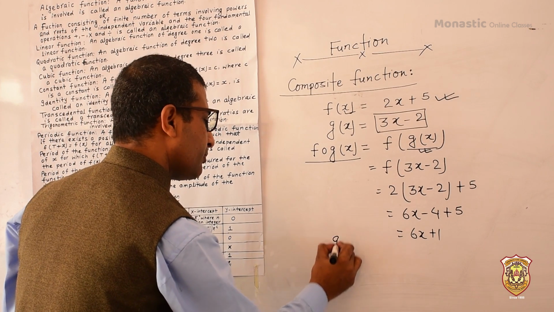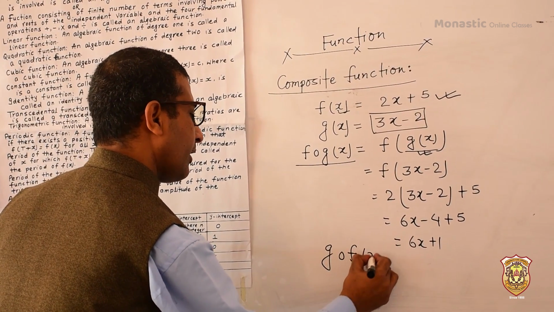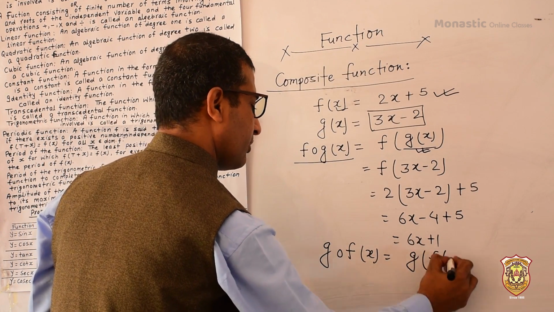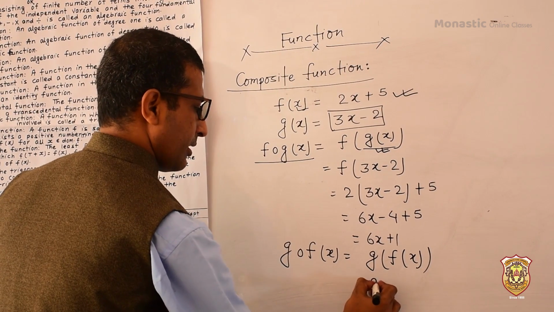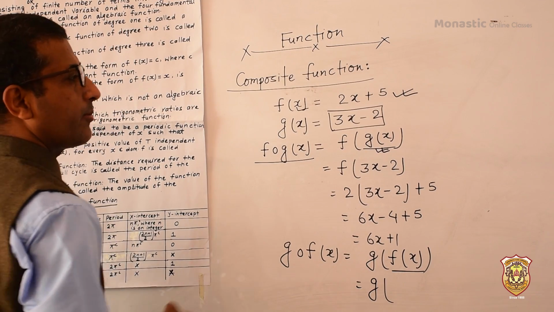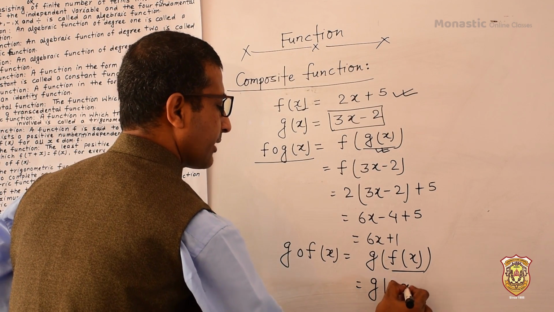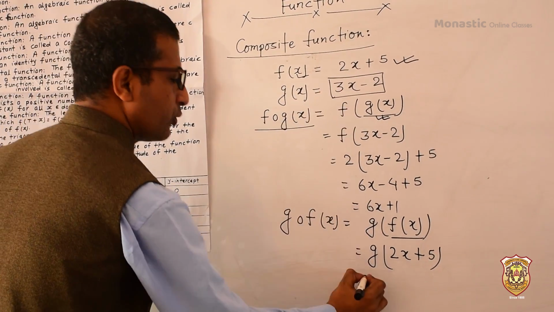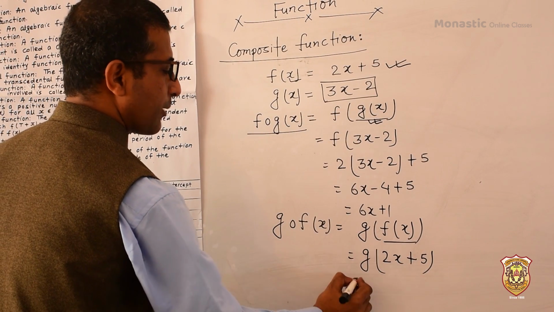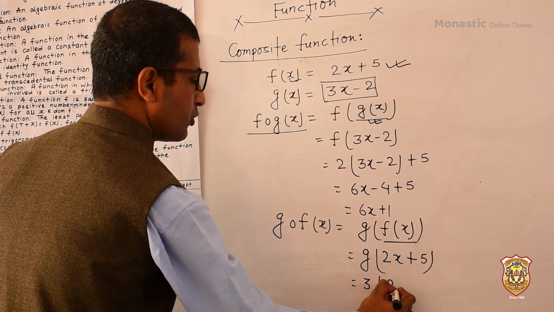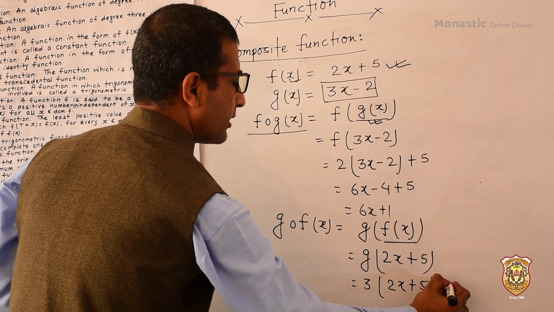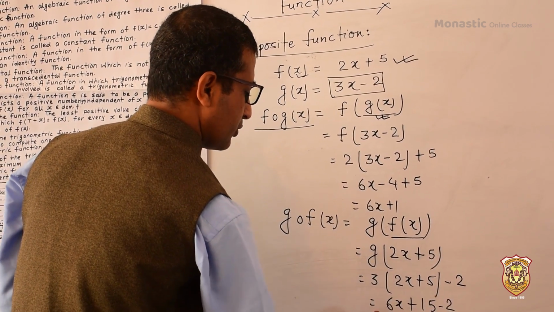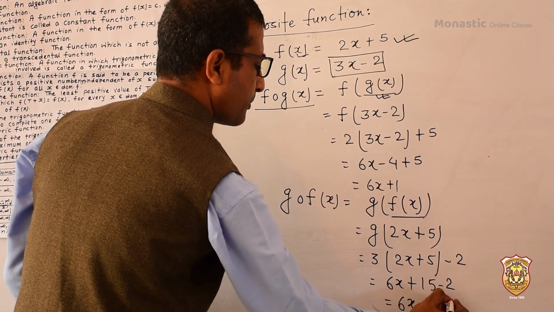If we have to find g circle f of x, we will write g bracket f bracket x. First of all, we have to write the value of f of x, that is 2x plus 5. Substitute this value in g. You have the g value 3x minus 2. In place of x, now we have to write 2x plus 5: 3 times (2x plus 5) minus 2. That is 6x plus 15 minus 2, that is 6x plus 13.